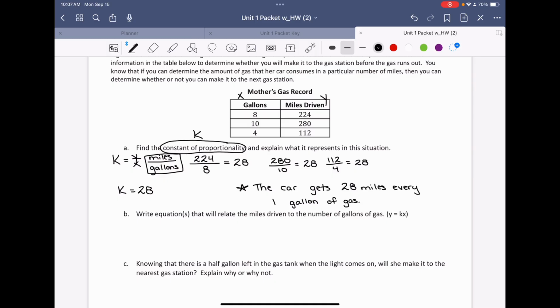All right, now it says write our equation that's going to relate our miles to the number of gallons of gas. So they give us our equation over here. I'm going to plug in my unit rate, or my constant of proportionality, K. So Y equals 28X.